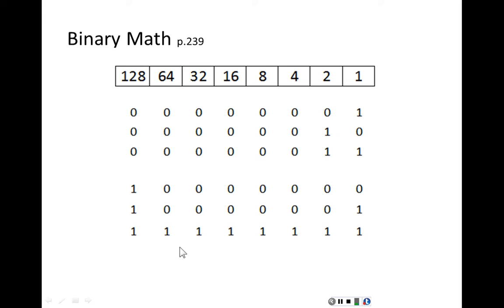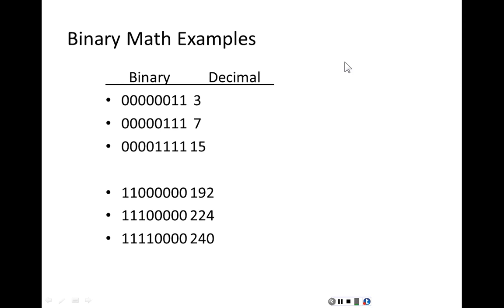And if we have 8 ones, that's equal to 255, because that's 1 plus 2 plus 4 plus 8 plus 16 plus 32 plus 64 plus 128, which is equal to 255. Let's look at some other examples of binary math. If you have 6 zeros and 2 ones, that's equal to 3, because 1 and 2 is equal to 3. If you have 5 zeros and 3 ones, that's equal to 7, because you have a 1 and a 2 and a 4. That's equal to 7.